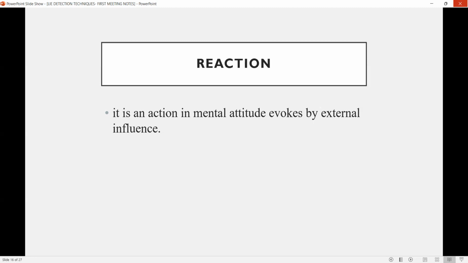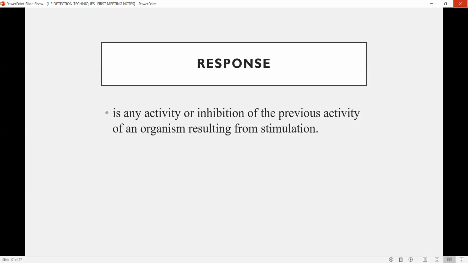And also, response. It is an activity or inhibition of the previous activity of an organism resulting from stimulation. It can be defined as saying something in reply to an action or statement. So if you are asked a relevant question, then you reply, that's your response. Okay? It is by answering yes or no. So response is something in reply to a statement or to a question.